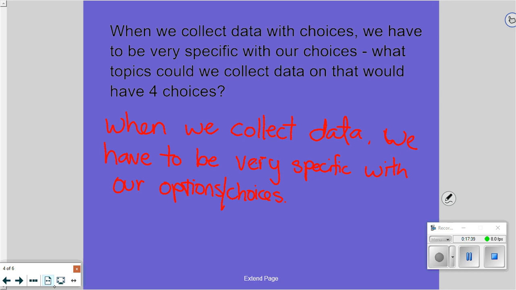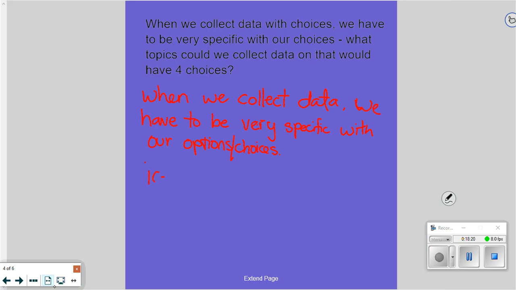So we're going to collect some data today. And we need to come up with 4 choices for people to select from. So what could be a topic that would have 4 options for people to choose from? So for instance, I cannot use, are you a 3rd grader? Because my options are yes or no. There's only 2 options. What is something I could ask about that would have 4 options? Madison?